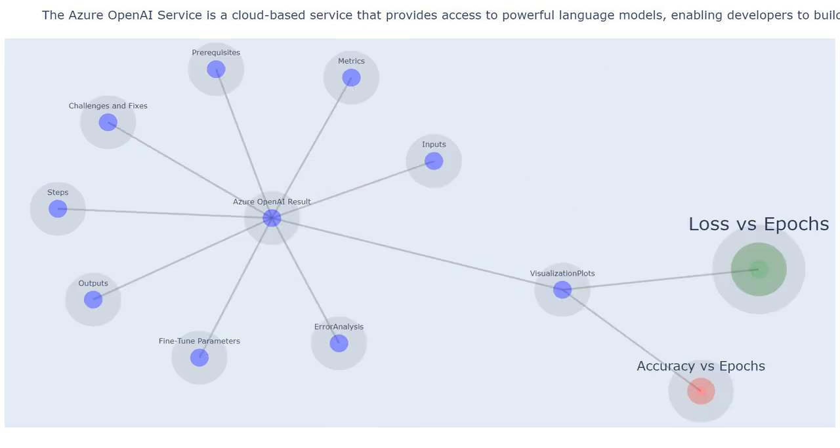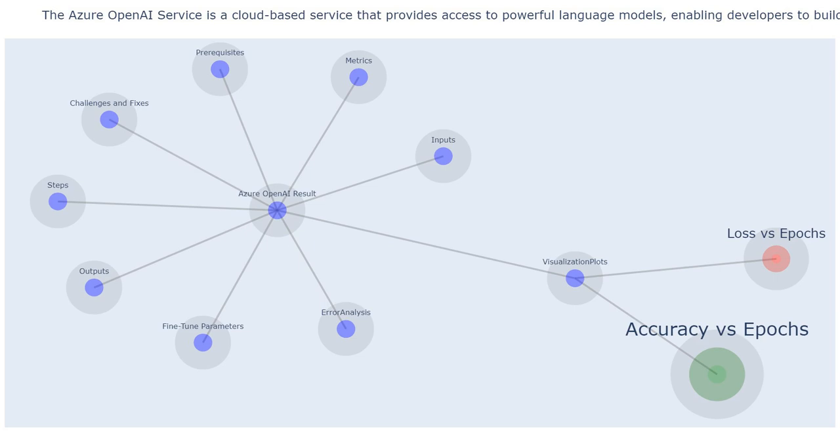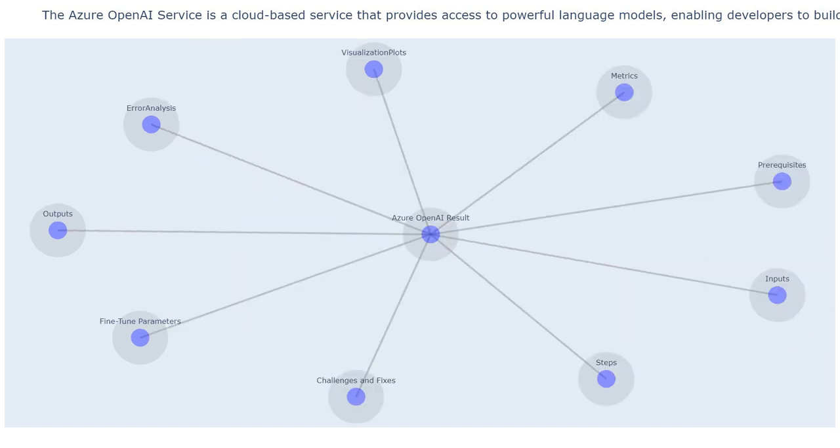Visualization plots. Loss vs epochs plot helps visualize the training process, showing how the loss value changes over the training epochs, indicating the model's convergence. Accuracy vs epochs plot visualizes the training process, showcasing the model's accuracy over the training epochs, providing insights into the model's performance improvement. Error analysis.